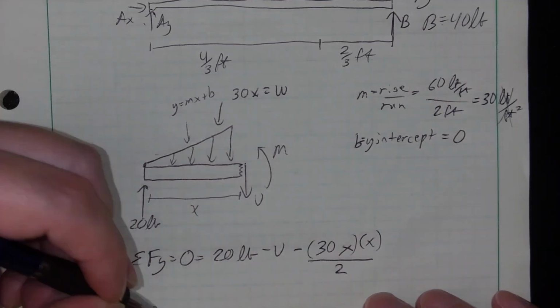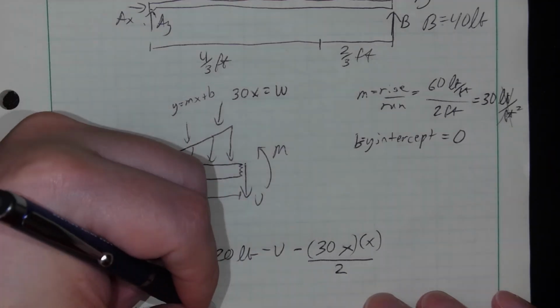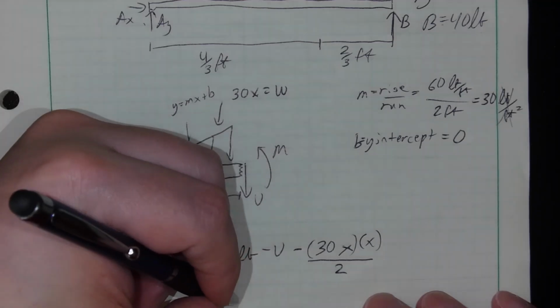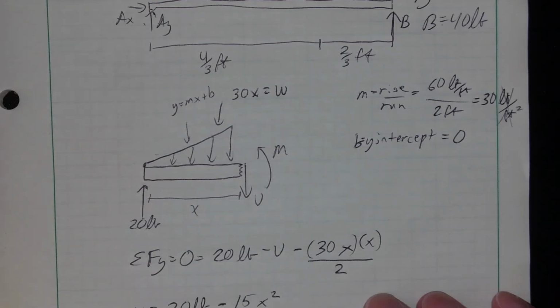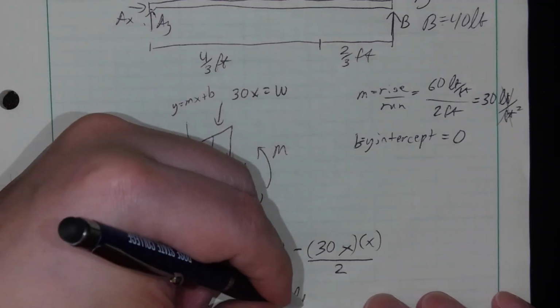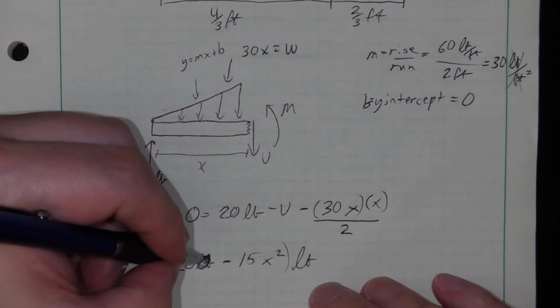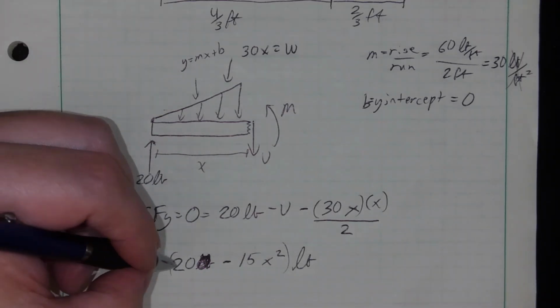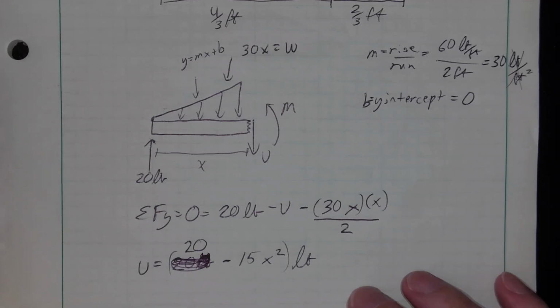So my shear then is going to equal 20 pounds minus 15x squared. Right, and if you like, let's just factor the pounds out. Let's not worry about the units. Let's just say the whole thing's in pounds. Not 200, 20. Okay, 20 minus 15x squared. That's our shear force as a function of x.